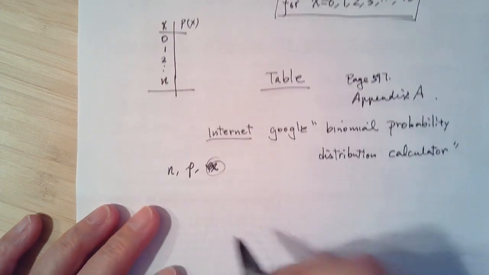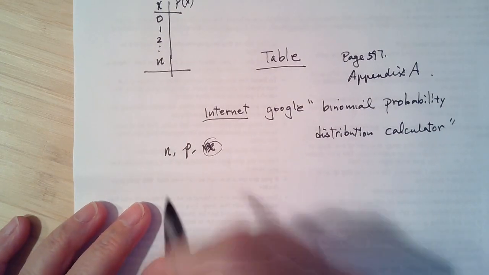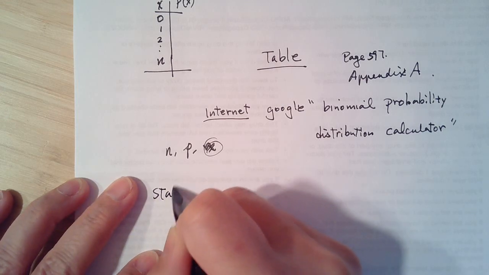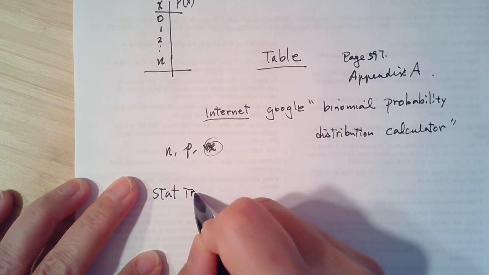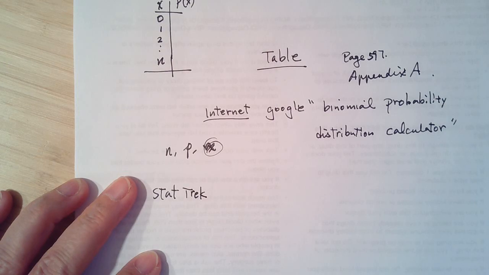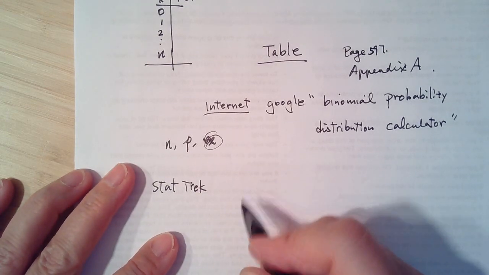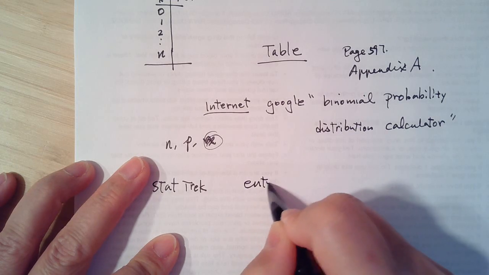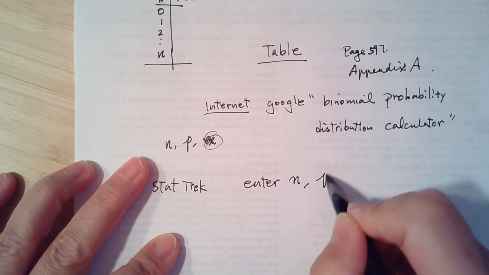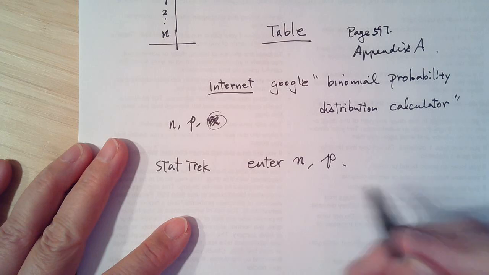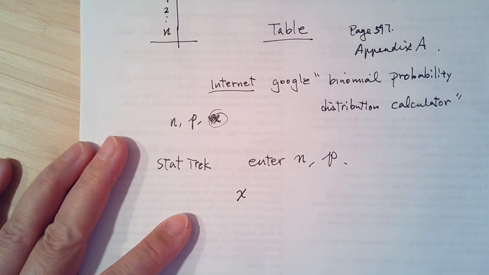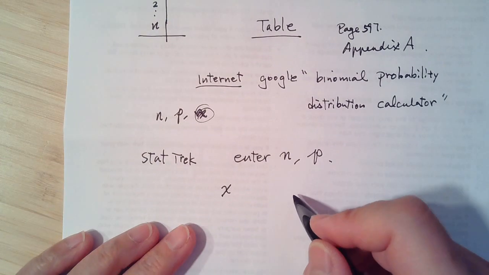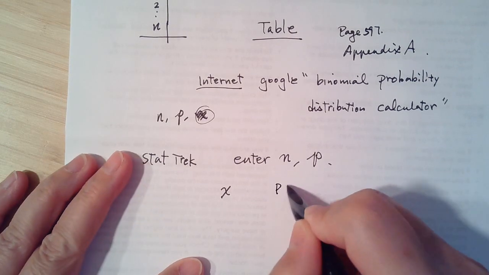For example, there's one website called StatTrek, which I think is very nice. There are a lot of others. I think there is one called Statistics Helper or something like that. There are tons of them. And it's funny because they ask you to enter N and P, and sometimes they ask you to enter X. But after you enter X, they give you the probability of X.